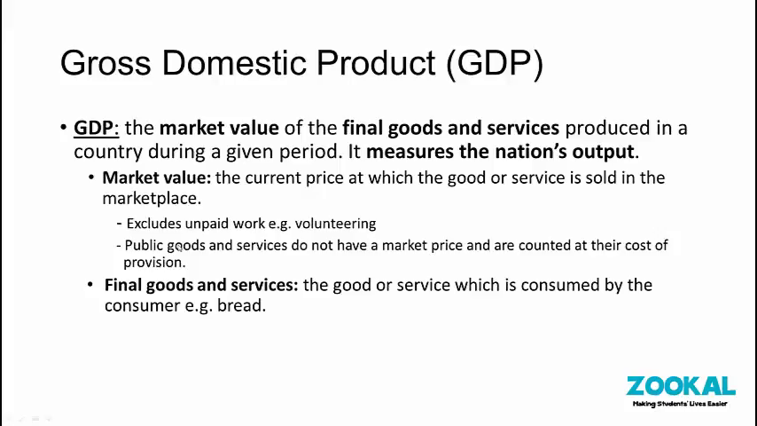So market value means the current price at which the good or service is sold in the market. One thing to remember is that this excludes unpaid work. So, for example, volunteering is not counted as a component of GDP. Another thing to know is that public goods and services which are provided by the government do not have a market price and are therefore counted at their cost of provision.